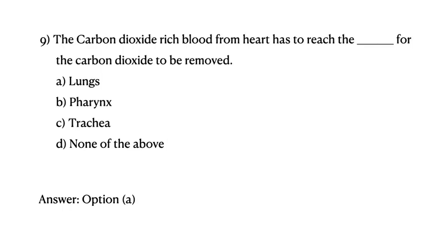Question number 9. The carbon dioxide rich blood from heart has to reach the dash for the carbon dioxide to be removed. Option A, lungs, B, pharynx, C, trachea, D, none of the above. Now children, here what would be the answer? Yes, very correct. That answer is lungs. Carbon dioxide rich blood, that is deoxygenated blood from heart, will go to lungs, where it is again oxygenated. Okay, so that takes place in the lungs. So here option A is the correct answer.